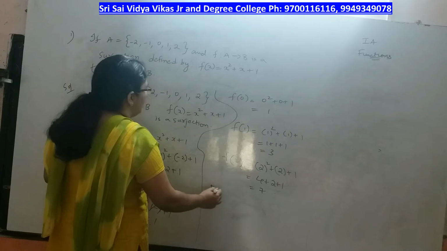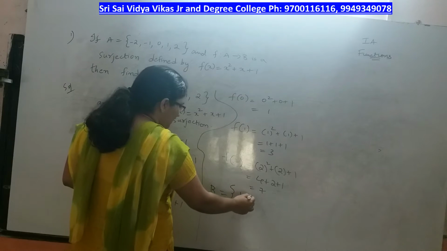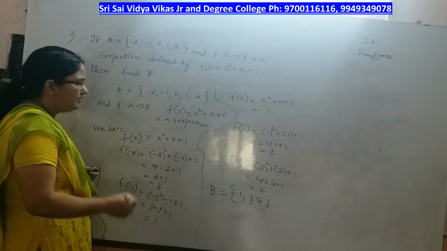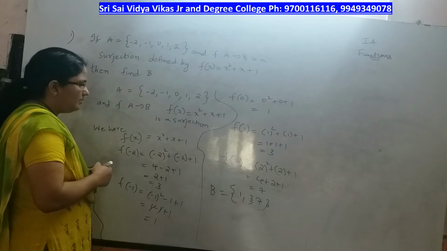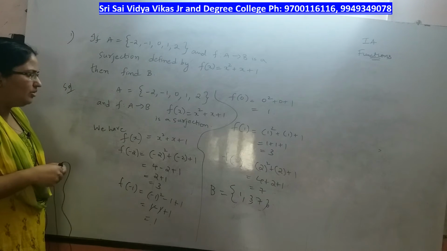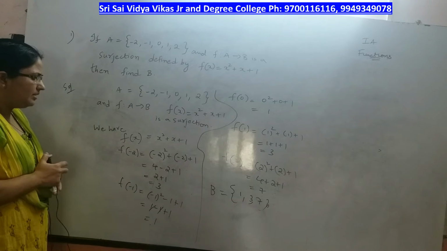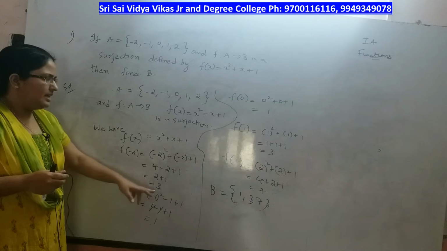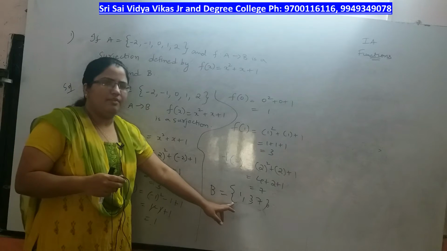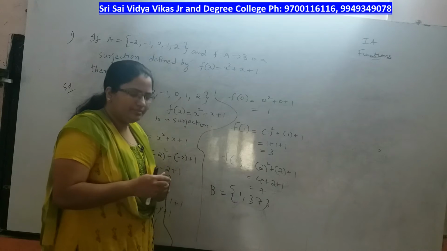So here set B is equal to {1, 3, 7}. This is the B set. B set is what? Codomain, the codomain set, that is the range, that is 1, 3 and 7. If it is repeated twice, you have to write only once here. So set B is equal to {1, 3, 7}.